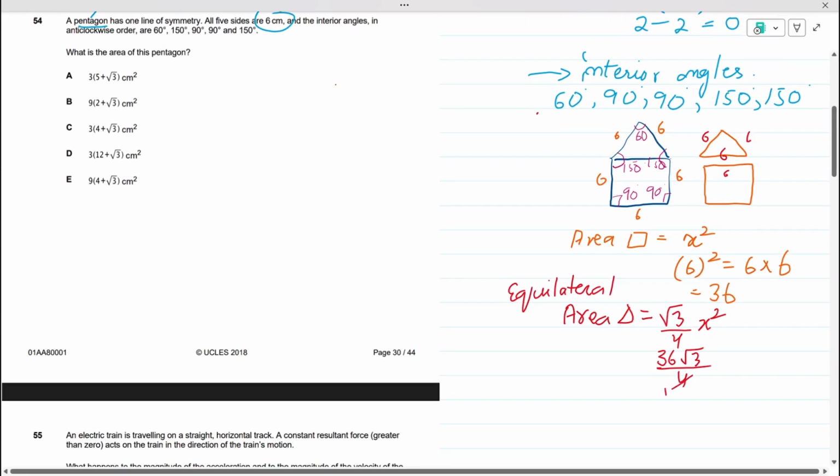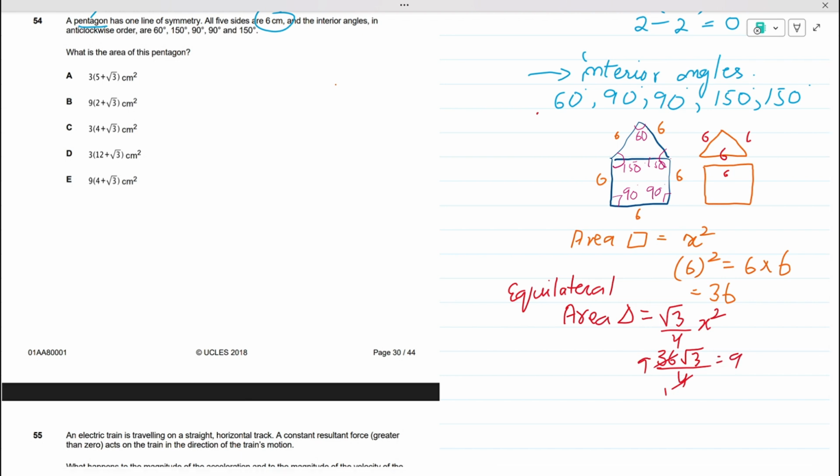So 4 ones are 4, 4 nines are 36, right? So now it is 9 root 3. We were supposed to find the entire area of the pentagon, which means we can now sum the area of the triangle and the area of the square in order to find the area of this entire pentagon.